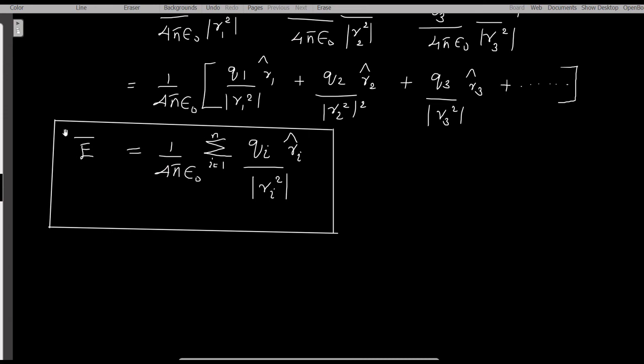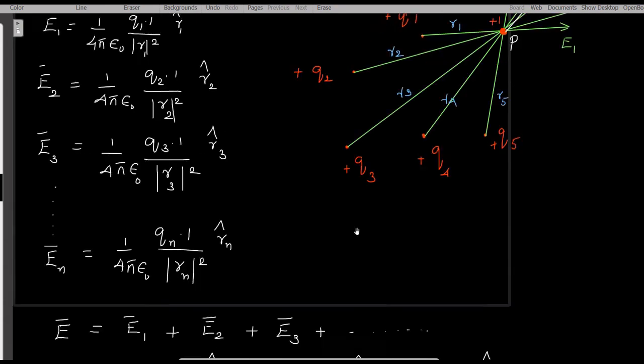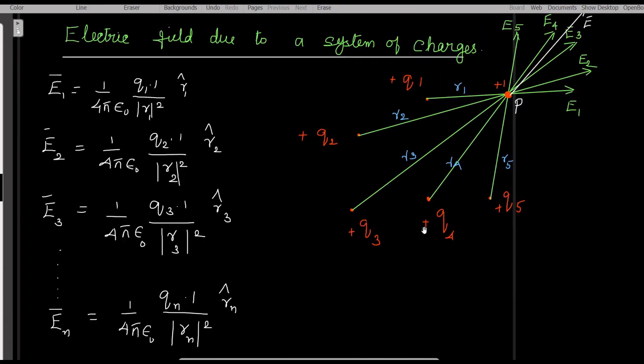So this is the net electric field intensity at point P due to the system of n point charges in vacuum medium.